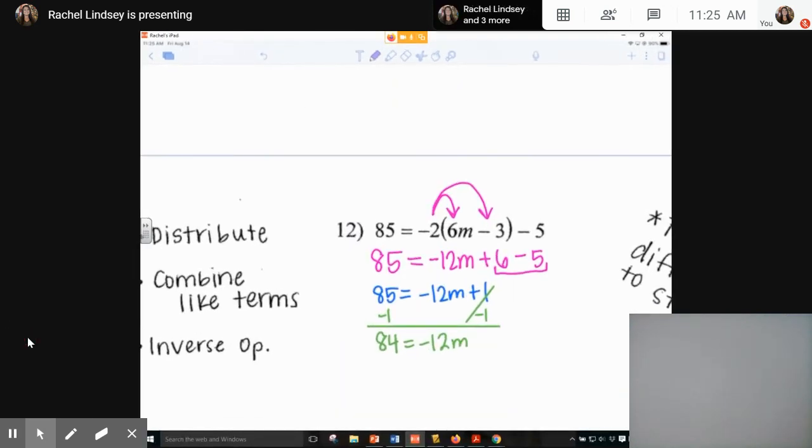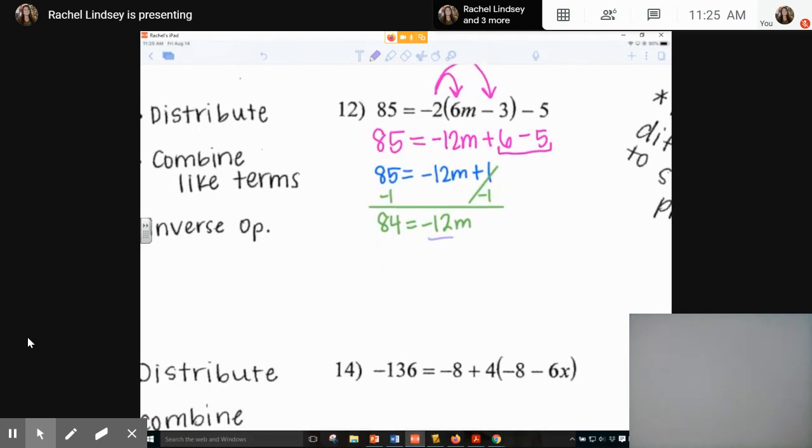Okay. And now what's my last step? Divide by negative 12. What's 84 divided by negative 12? Negative 7.